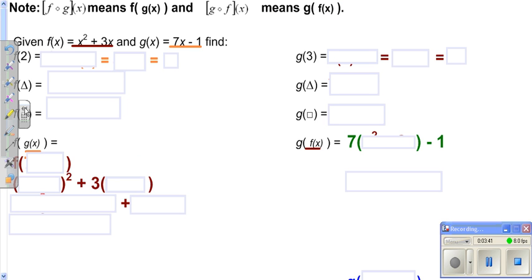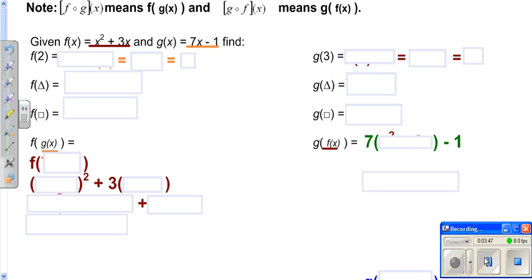Now, here we're going to look at composition of functions. With composition of functions, you're pretty much taking one function and putting it into another function. Here we have a function of 2 that you're putting into f. We've looked at this before. In other words, you go up to your rule and you plug in 2 for each one of your x's. So you get a 2 squared plus a 3 times 2, which is really a 4 plus 6, which is just 10.